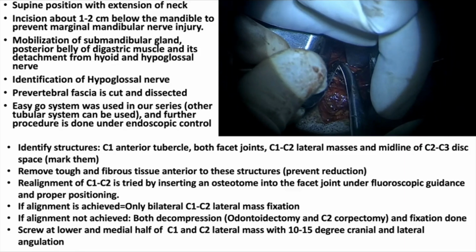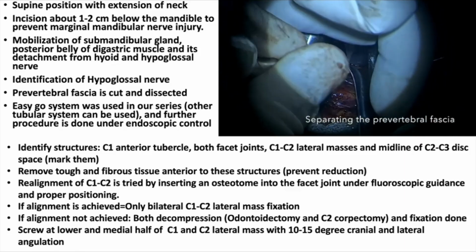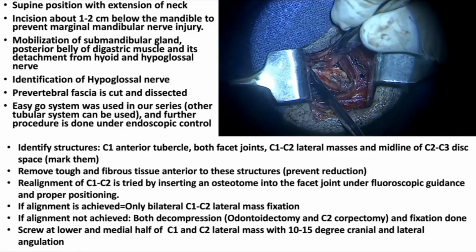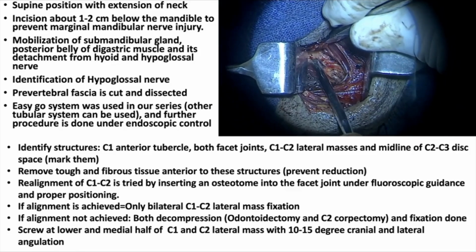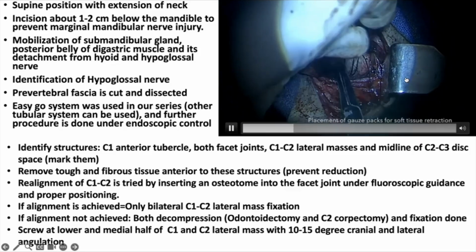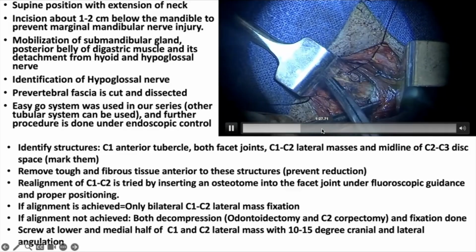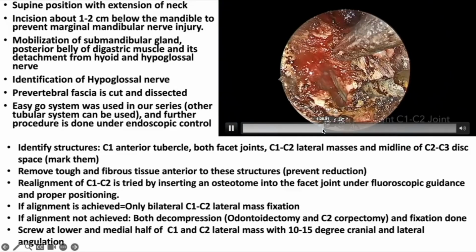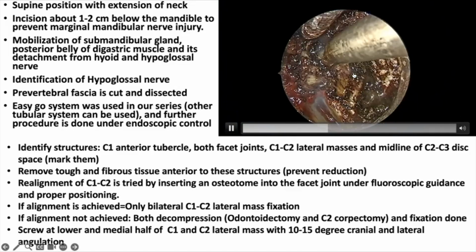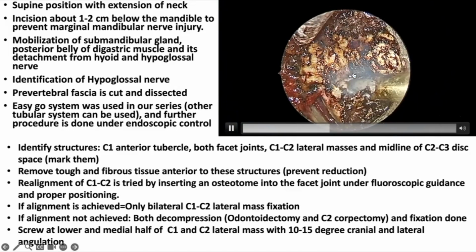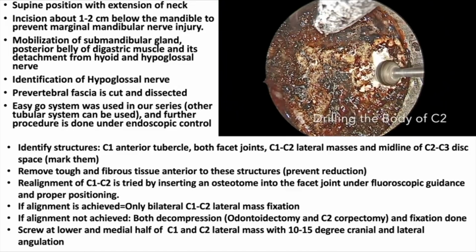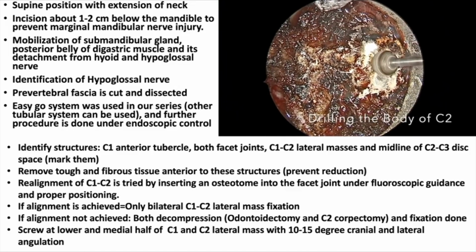sharply dissected and mobilized. The soft tissue anterior to the C1-C2 region is dissected. Gauze pieces are placed, and after that all the structures, the facet joint, the midline of C1 and midline of C2, and the C2-C3 disc space are identified.